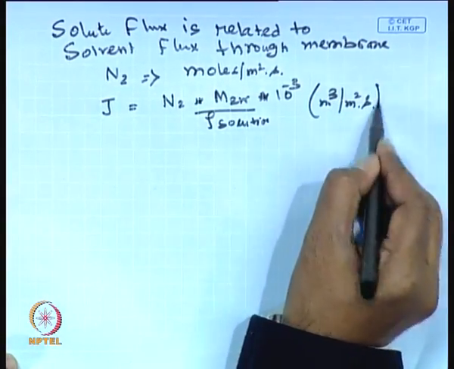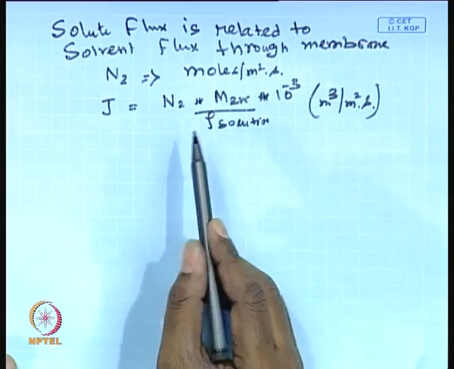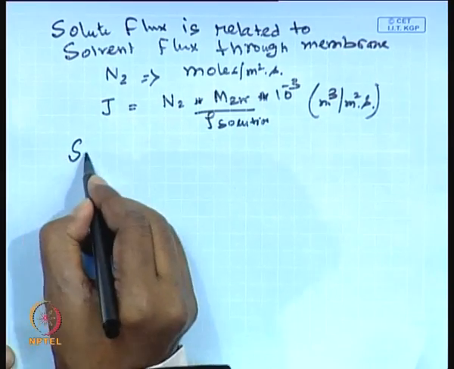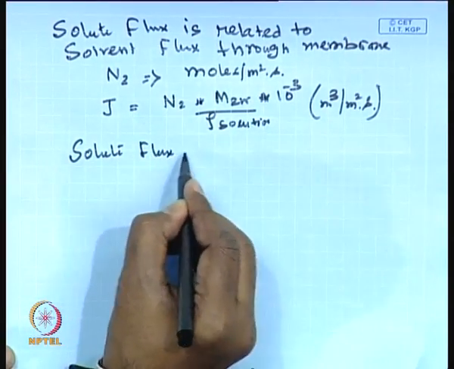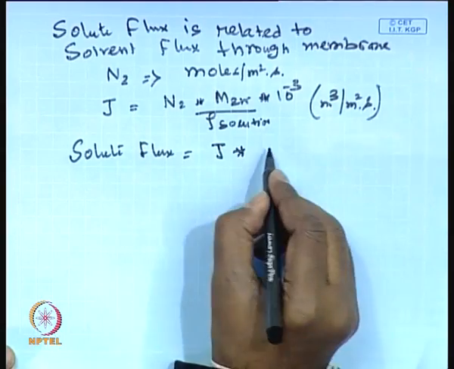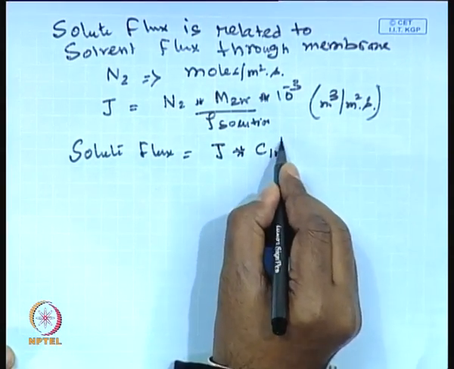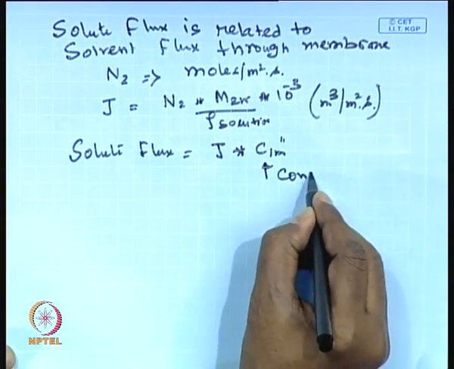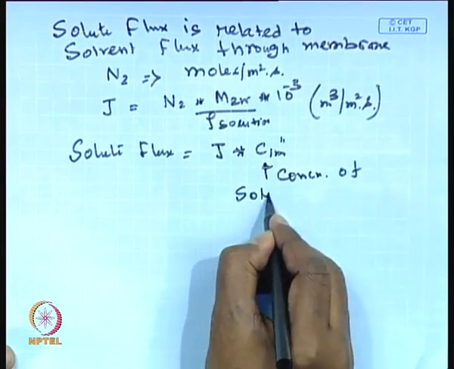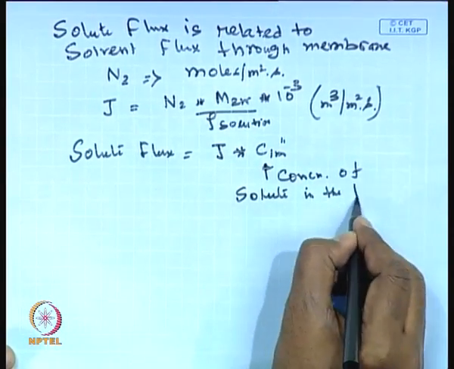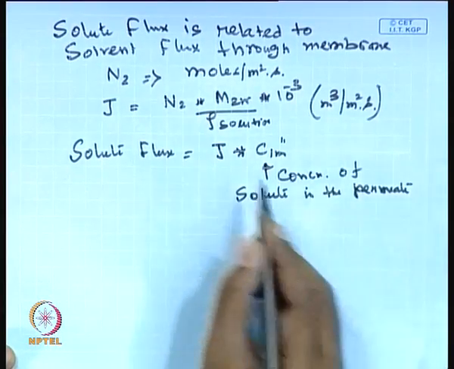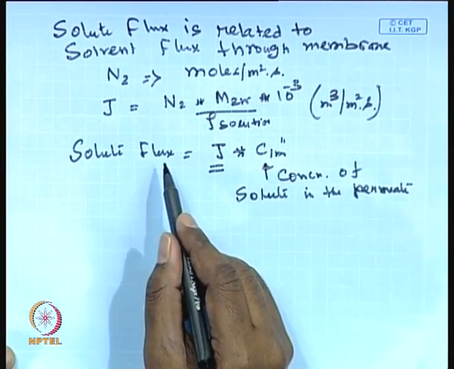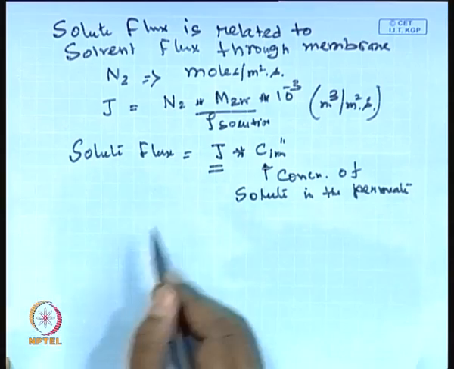J is having a unit meter cube per meter square second, and N2 is having a unit moles per meter square per unit time. Now, what is solute flux? Solute flux is nothing but J times C1m double prime, right. So, that is the concentration of solute in the permeate. This is the solvent flux multiplied by the concentration of the solute, that will give you the solute flux, moles of solute per meter square per unit time.